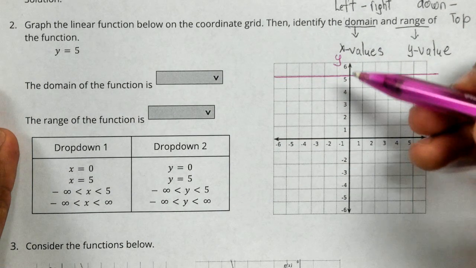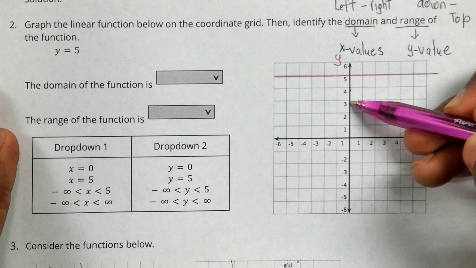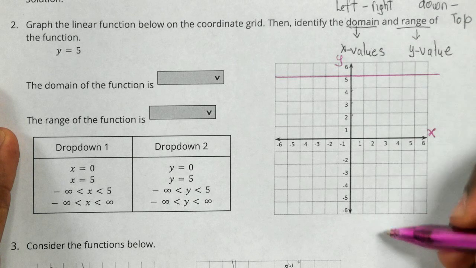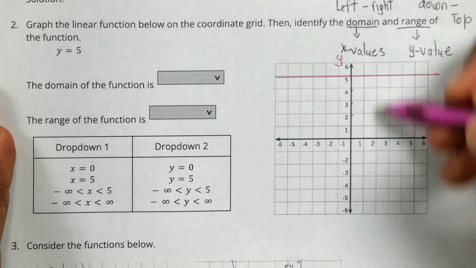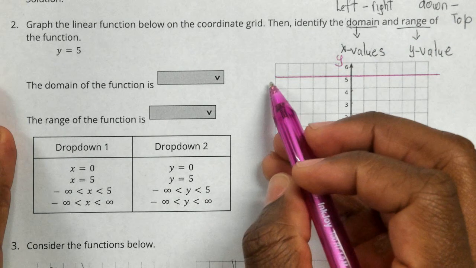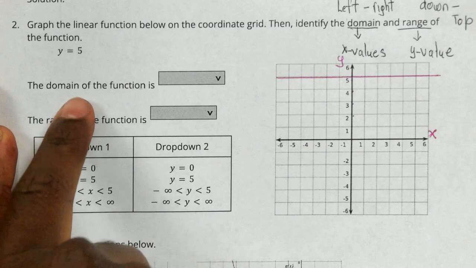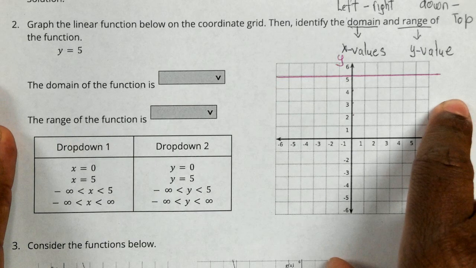Okay? So again, this would be like y equals 4, y equals 3, y equals 2. If you were supposed to go vertically, that would be x equals. So this would be like x equals 2, x equals 3. y equals is horizontal. Alright? So we need to identify the domain and range for this line.